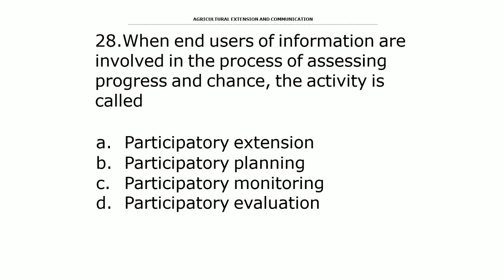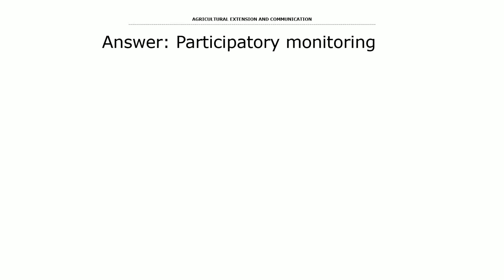Number 28. When end users of information are involved in the process of assessing progress and change, the activity is called A. Participatory extension. B. Participatory planning. C. Participatory monitoring. Or D. Participatory evaluation. The answer is participatory monitoring.